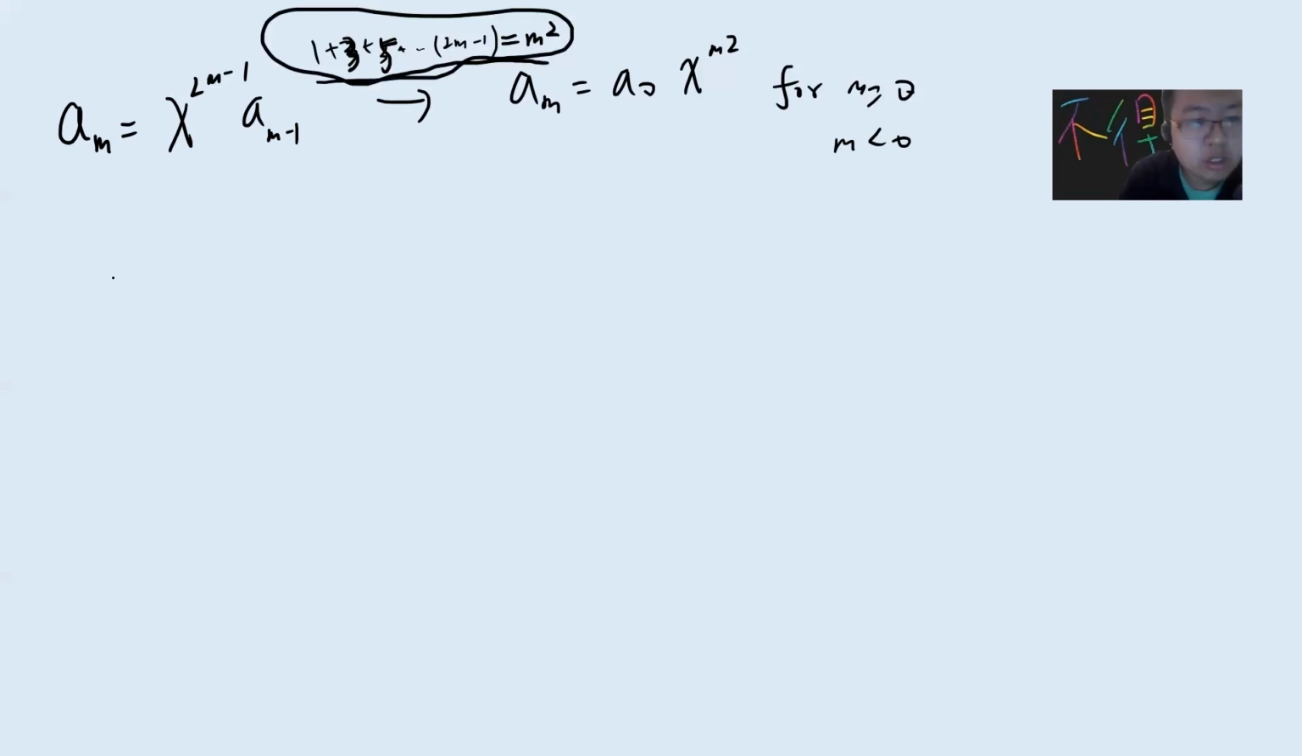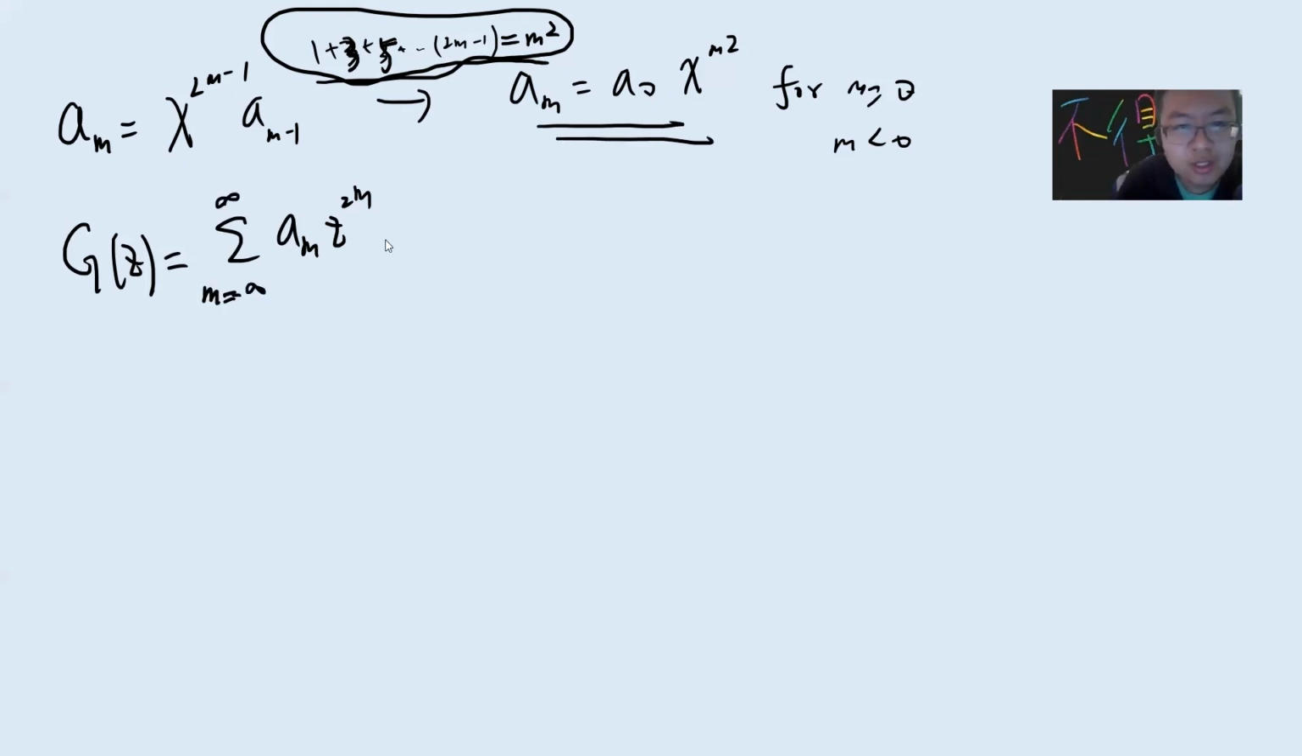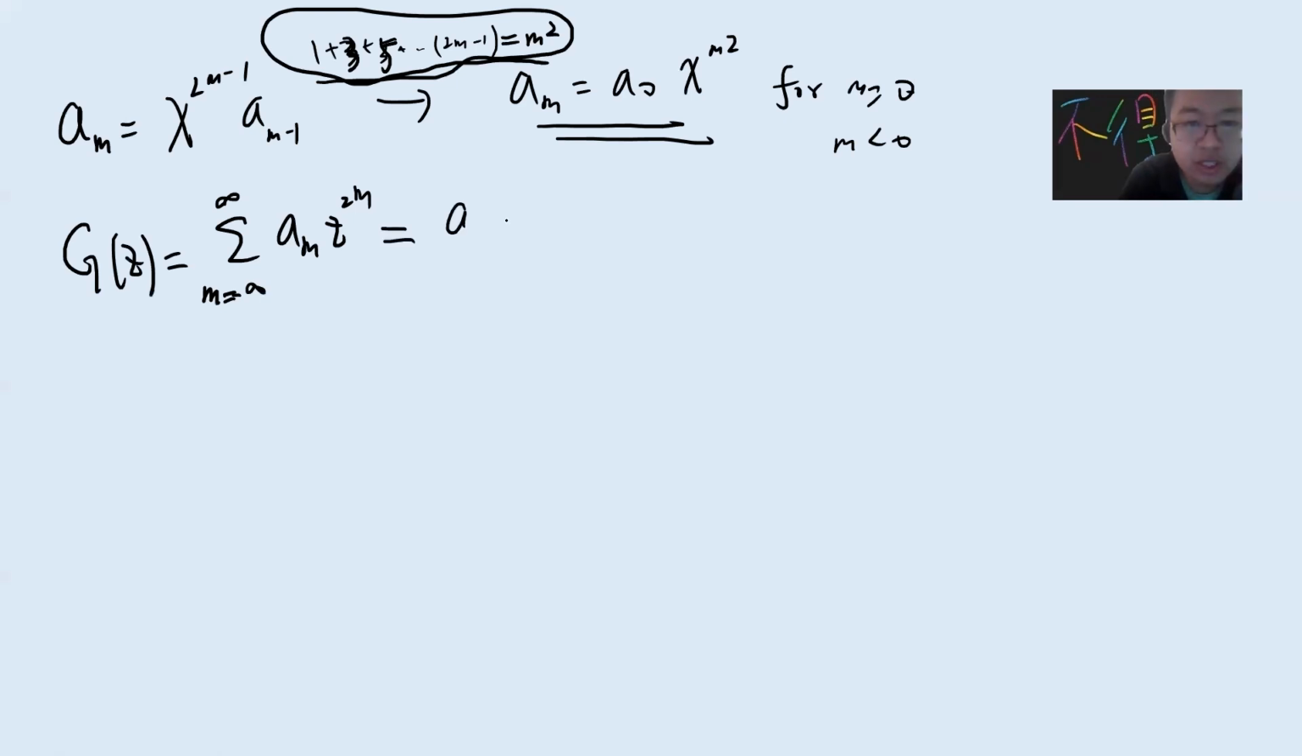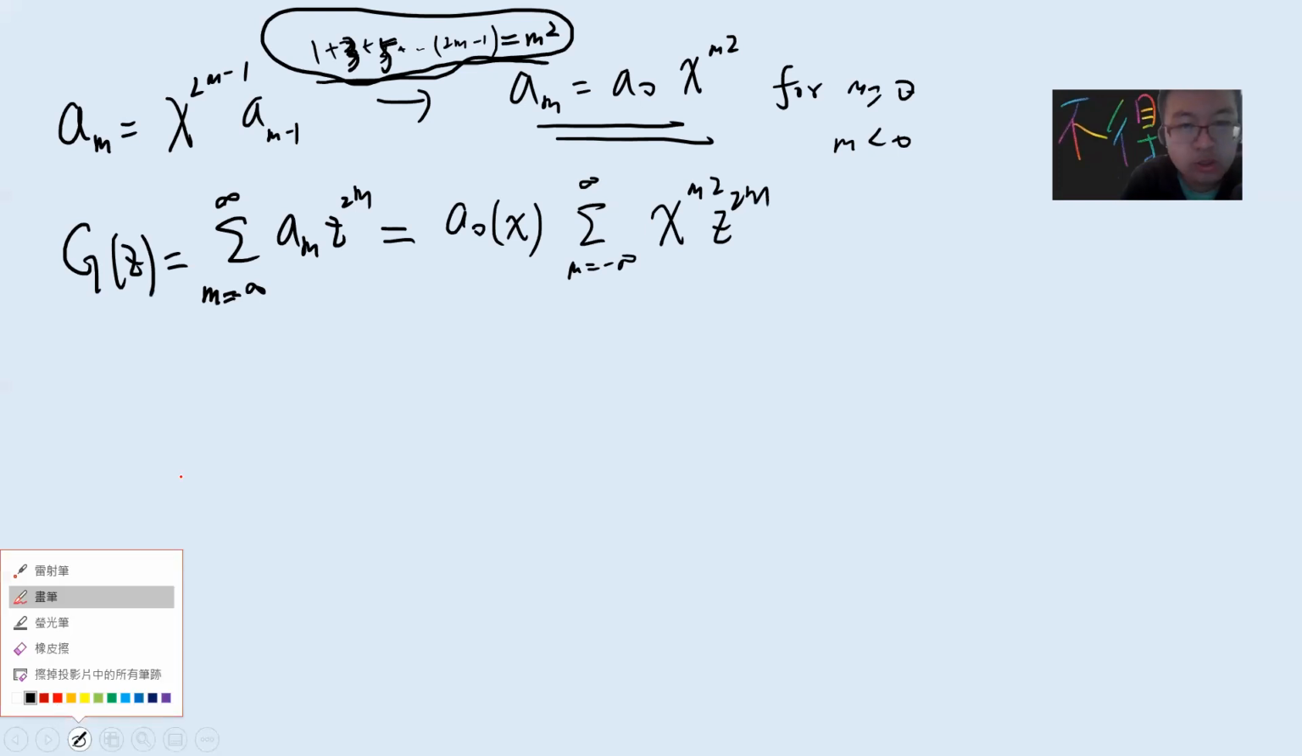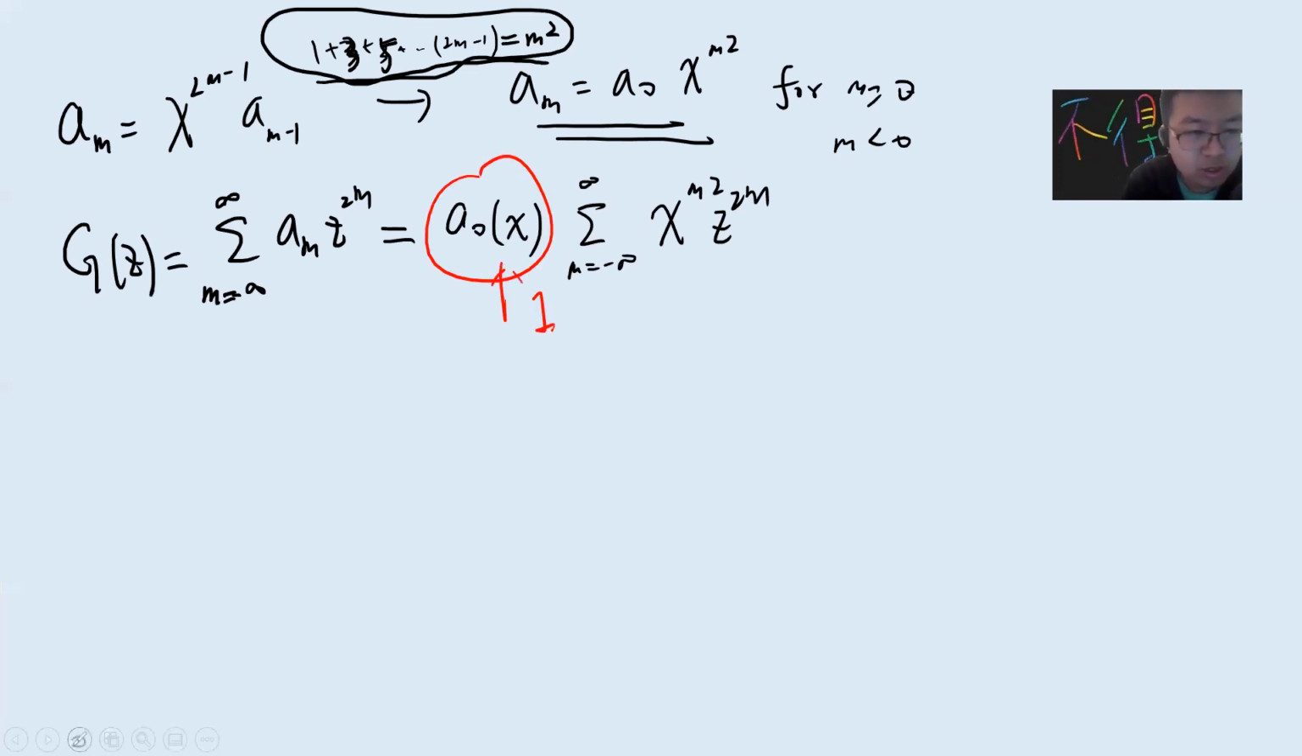Okay, so now one can write my original g. Remember that our g of z in terms of a_m is the sum of a_m z^m. I already have these answers, so I can plug them in and I will get exact results which only depend on one number. I will get a_0 of x, because you remember a_0 may still depend on x, times the sum over m from negative infinity to infinity of x^(m^2) z^m. So the remaining thing is to show that a_0 is 1. This is our final goal.